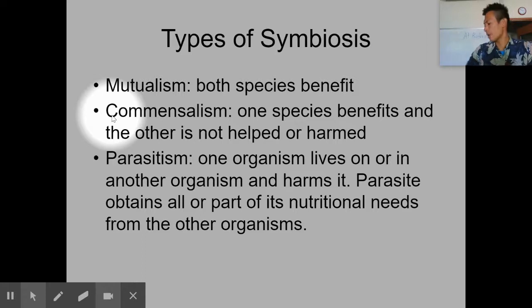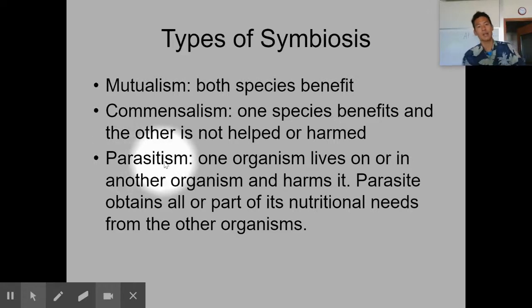symbiosis. Okay, last one is parasitism. There are a few key things that define parasitism as opposed to just regular predation. One organism has to live on or in the other organism. So that's the key thing there. If it doesn't live on or in the host, then it's basically just predation. To make it a case of parasitism, it has to live in or on the host.